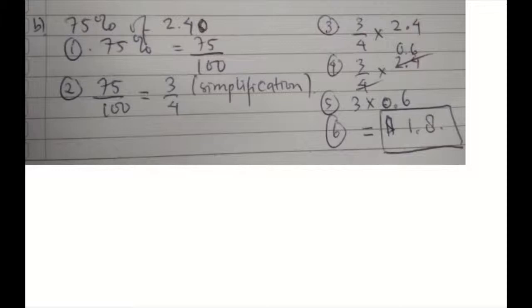Now we discuss number 2. The question asks: calculate 75% of $2.4. This is simple and easy. With 75% we deal with percentage, so we need to find the simplest form in terms of a fraction. 75% is equal to 75 over 100, which is equal to 3 over 4. Then this 3 over 4, times 2.4, gives us 3 times 0.6, which is equal to $1.8.